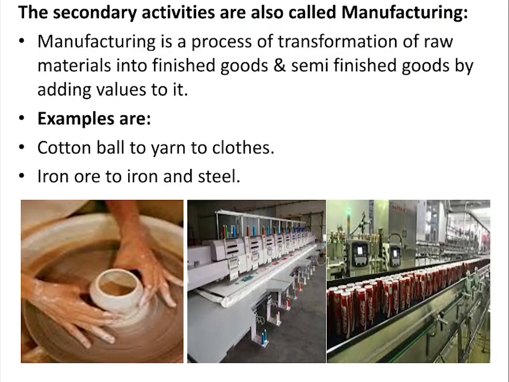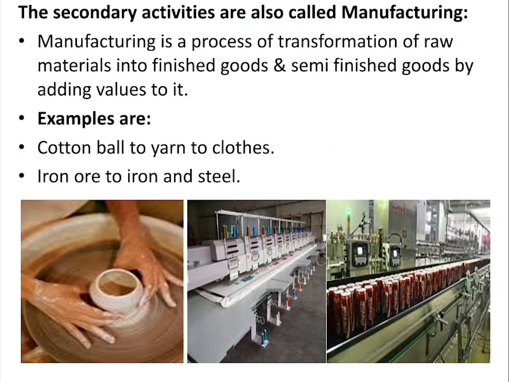Manufacturing is a process. A process of what? Transformation, or converting, of raw materials into finished and semi-finished goods by adding value to them. That is called manufacturing, or you can say secondary activities. For example, cotton ball to cotton yarn, and cotton yarn to clothes. In order to convert cotton ball to cotton yarn, we need to do a process.